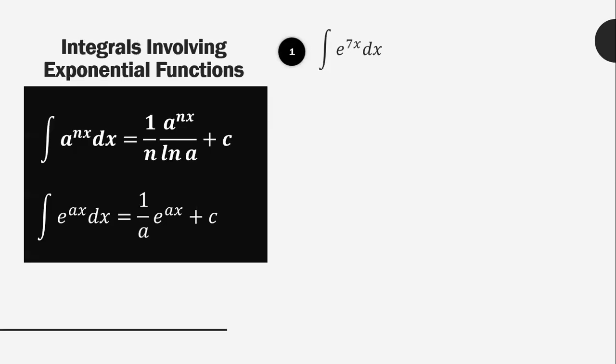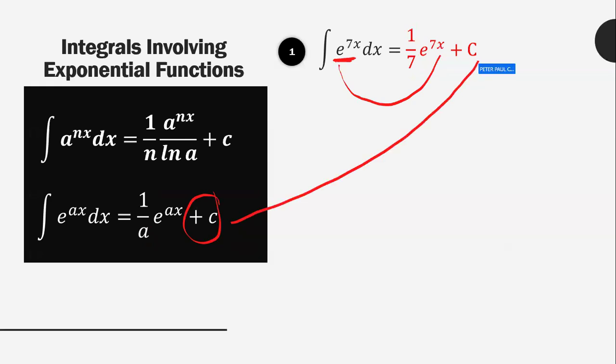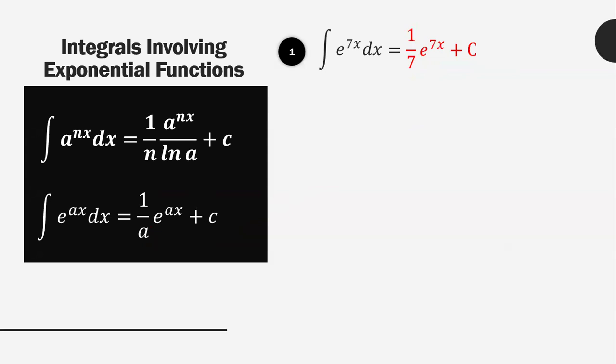Let's have the first example. Suppose we have the integral of e raised to 7x dx. Following this formula, we have 1 over a, so that becomes 1 over 7. Then we simply copy e raised to 7x. Then do not forget our constant of integration, plus c. So you see, this is how easy it is to get the integrals involving exponential functions.